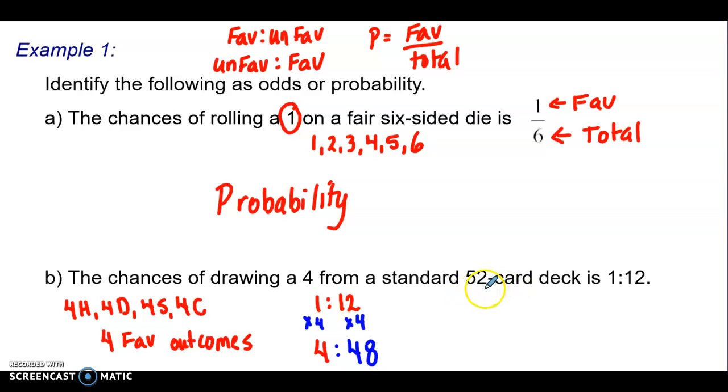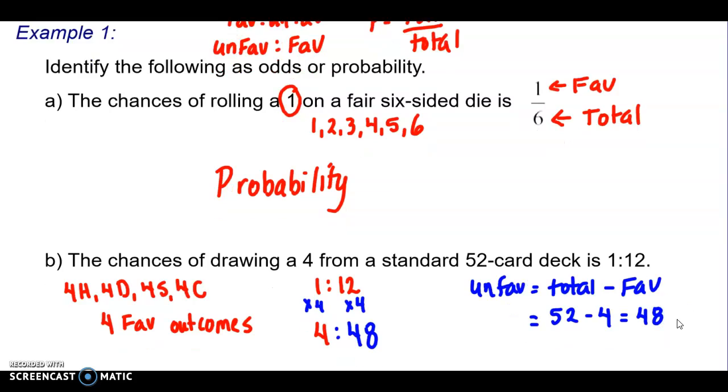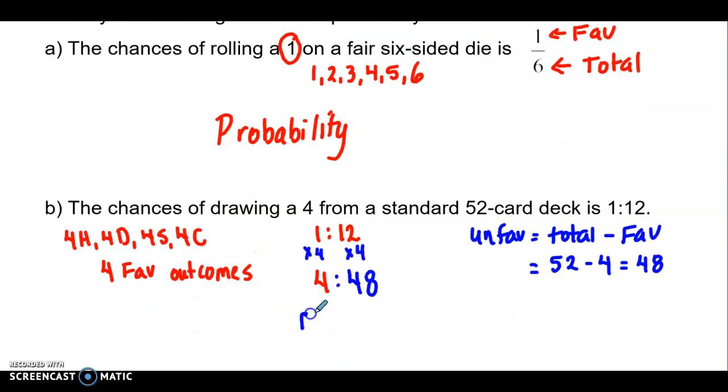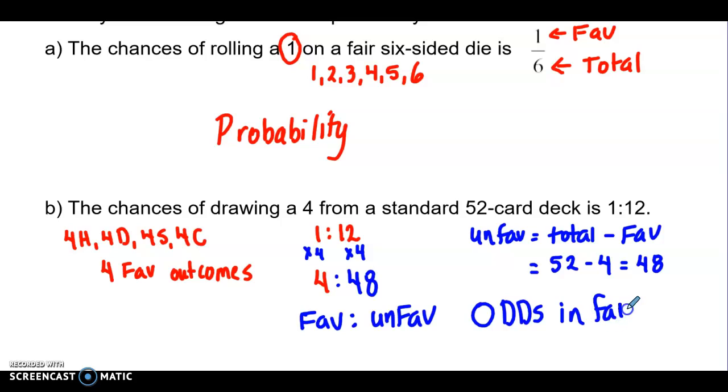Our total possible outcomes are 52 cards. Our unfavorable is our total number of cards, subtract our favorable outcomes. The total number of cards are 52. Our favorable outcomes is 4, leaving us with 48. So this ratio is describing the favorable outcomes to the unfavorable outcomes. So this question is an odds problem, and more specifically, it's favorable to unfavorable. So it's odds in favor of an event happening.